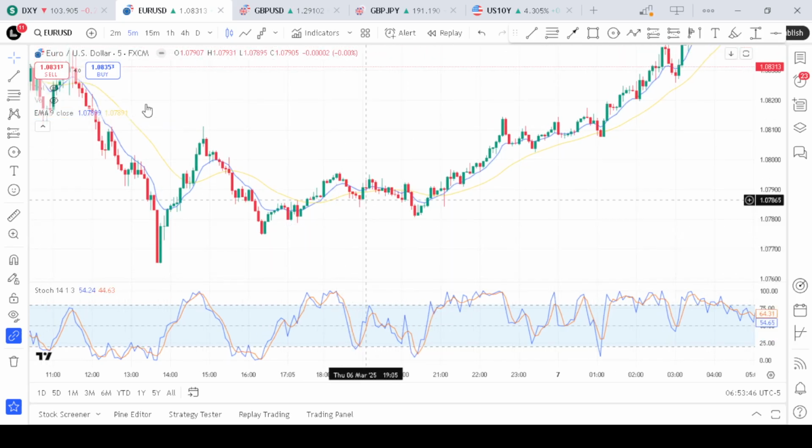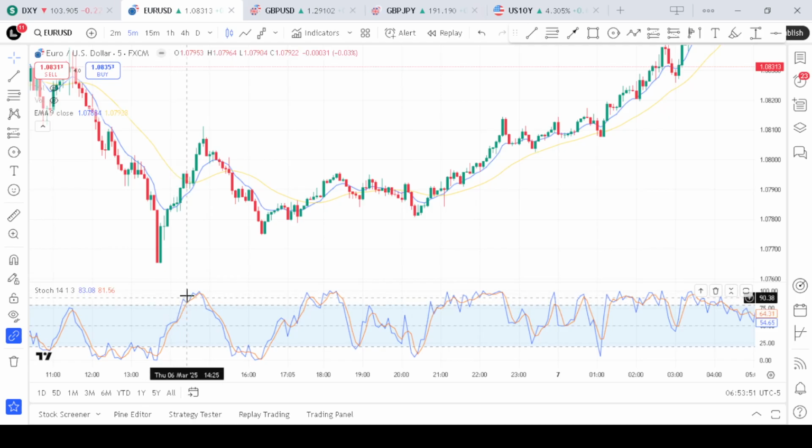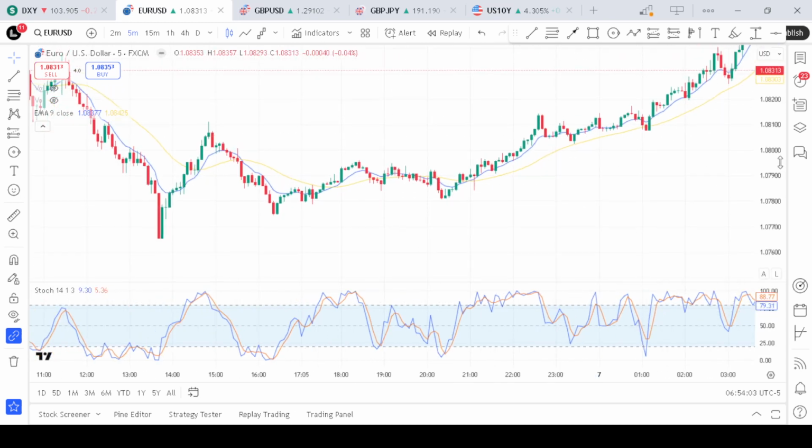We can also make use of the Stochastic Oscillator. This measures momentum and overbought and oversold conditions, giving you an edge in timing your trade. So these are the two indicators I'll be using for this strategy.